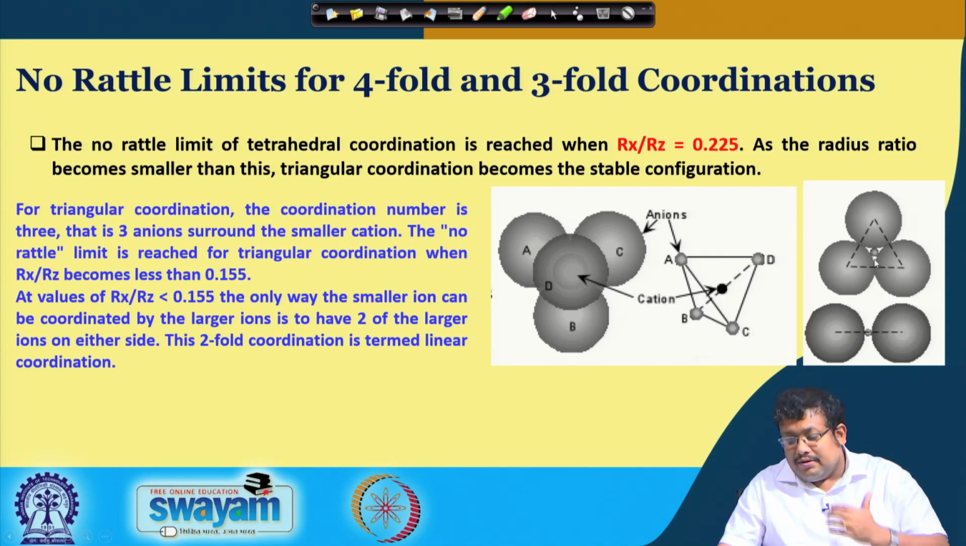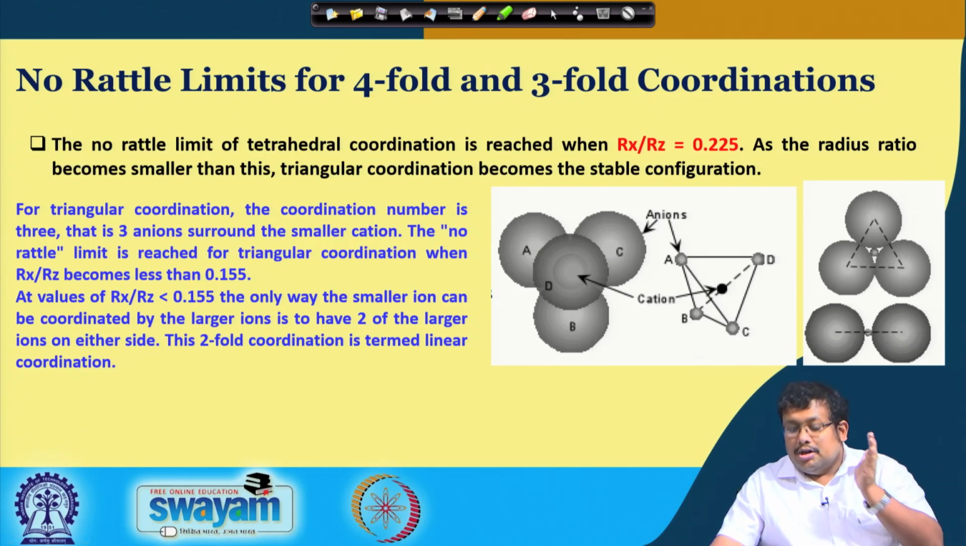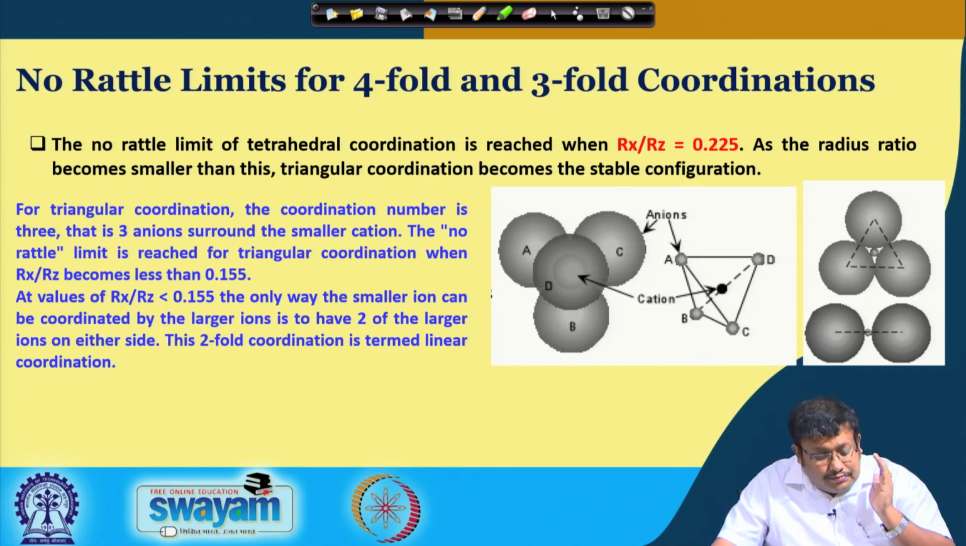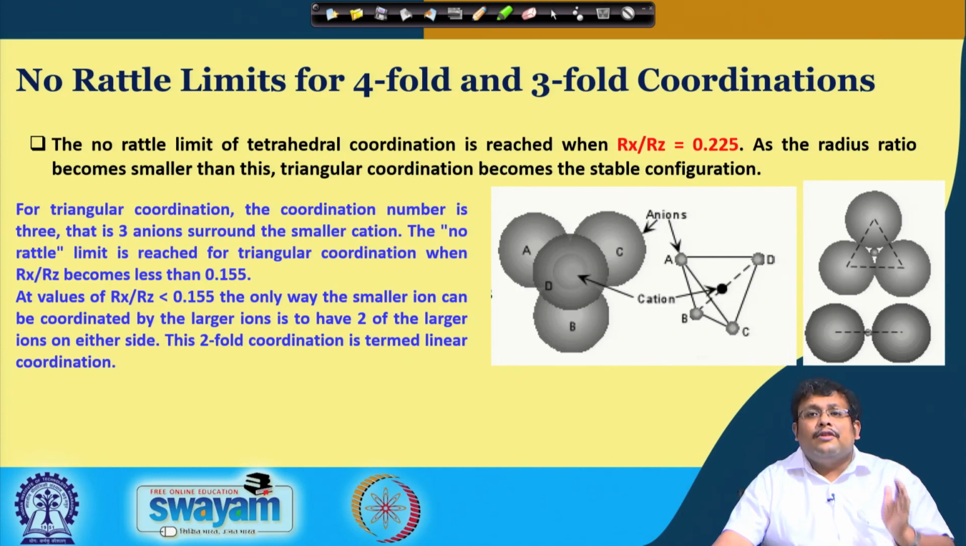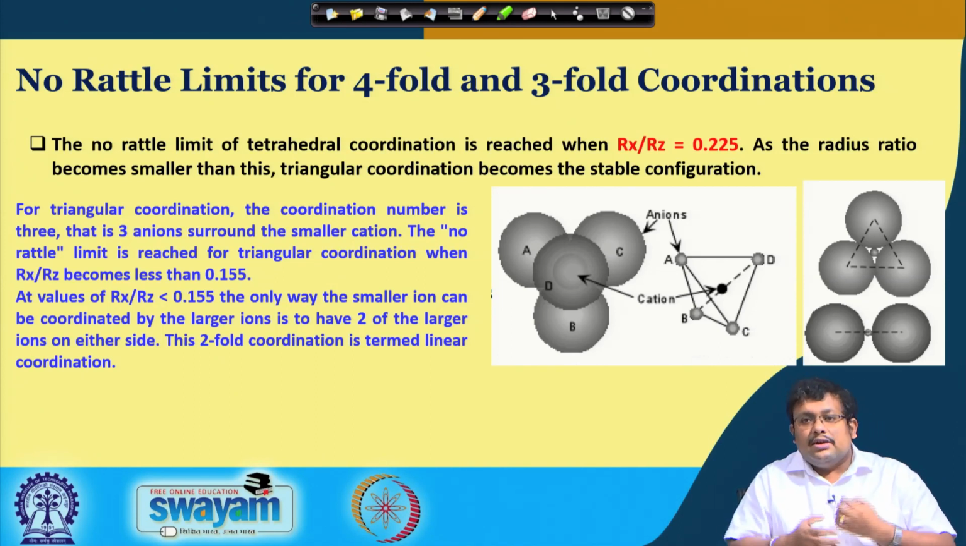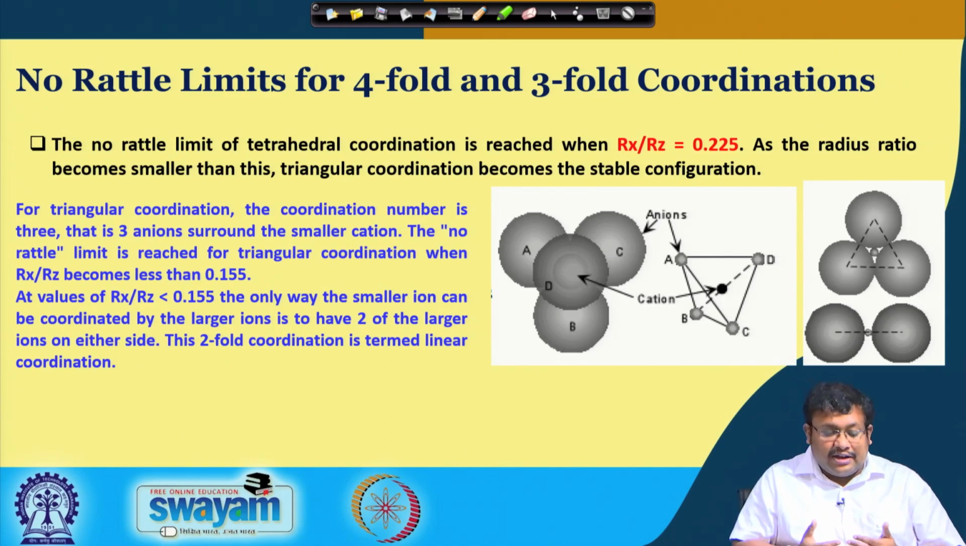Obviously, as you can see visually, as we go from 8-fold coordination to 6-fold coordination to 4-fold coordination to 3-fold coordination, the size of the cation is going continuously down. The no-rattle limit for this 3-fold or triangular coordination will appear at a value of 0.155. So, if we calculate the no-rattle limit for this triangular coordination, we get a value of 0.155.